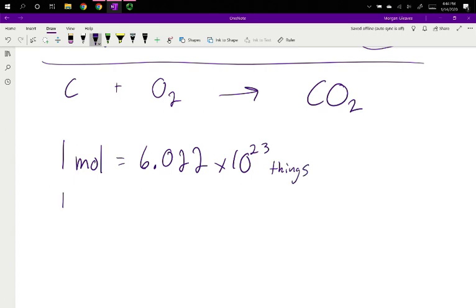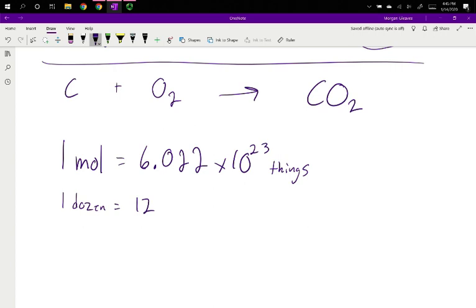This is like saying 1 dozen is 12, right? Or 1 century is 100. It's just a word for a large number of things, but this is how many things you have to have before you are on the human scales when you're working with atoms.